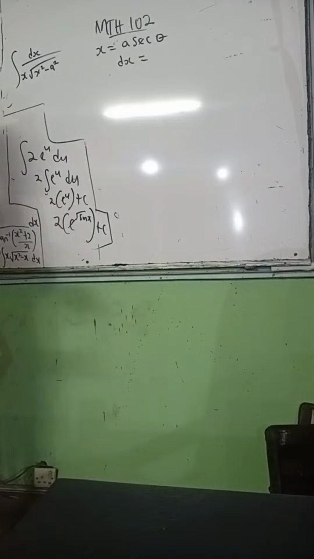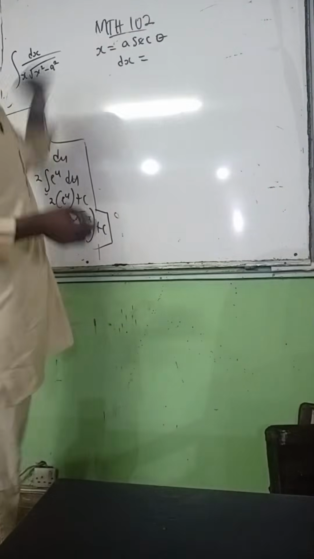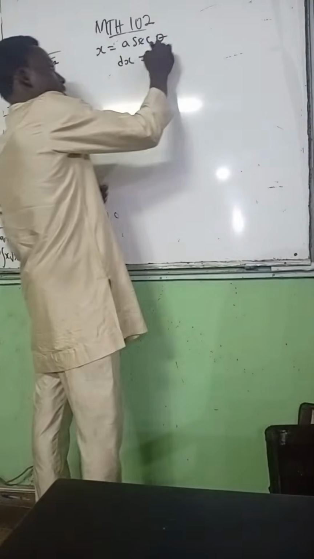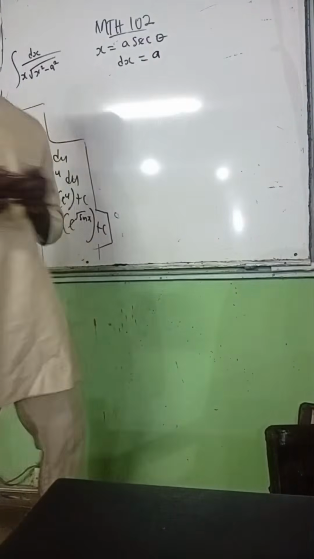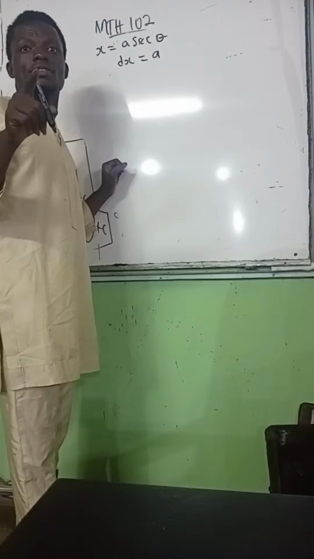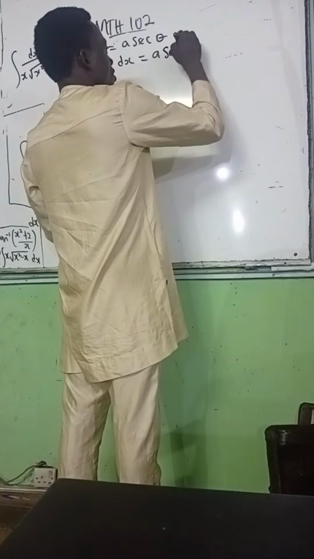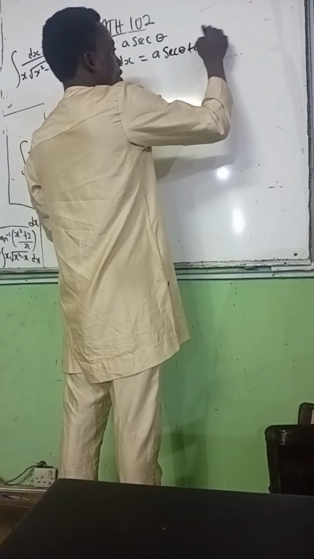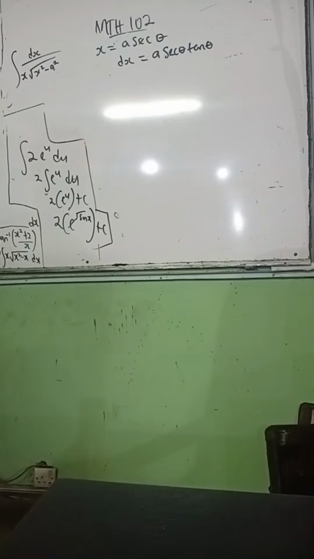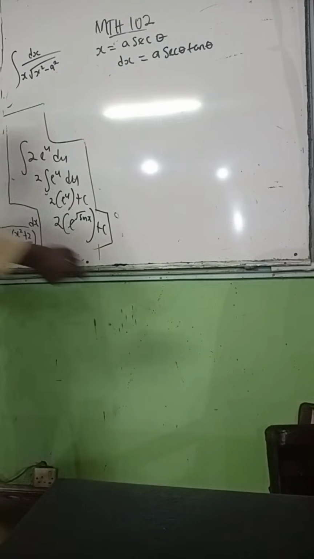If you differentiate a sec theta, what do you get? a is a constant, a will remain there. If you differentiate sec theta, what do you get? Sec theta tan theta. I hope there's no negative there. So this gives us a sec theta tan theta. Okay, let's proceed. We have nothing to fear.